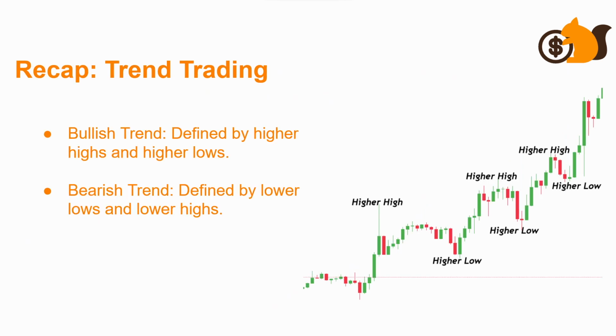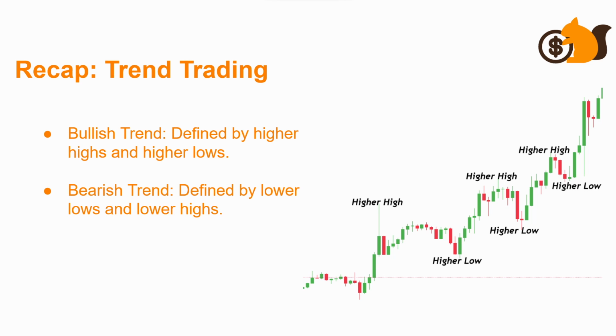Let's quickly recap the standard definition of a trend. A bullish trend can be seen as a series of higher highs and higher lows, as shown by the chart on the right. A bearish trend is the exact opposite. A bearish trend is defined by a series of lower lows and lower highs.